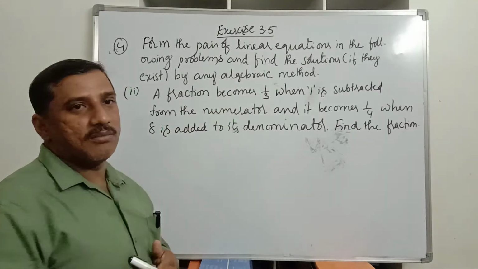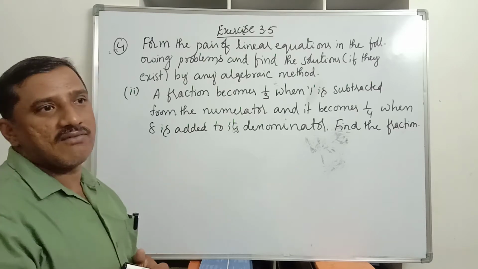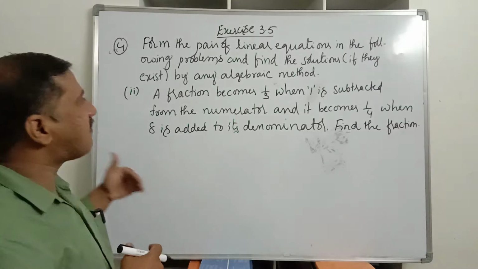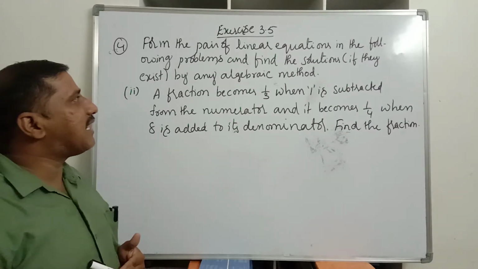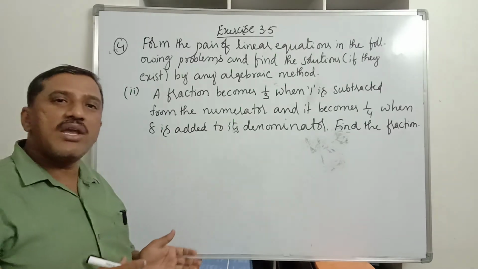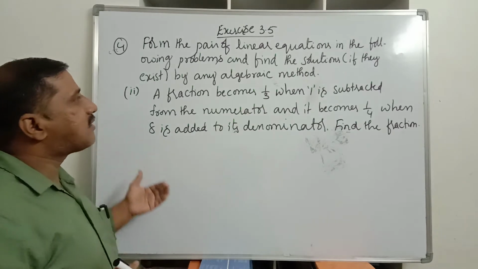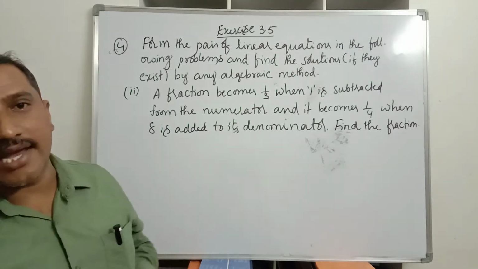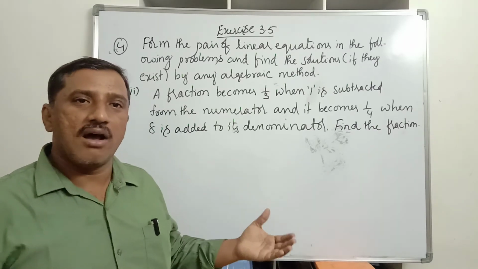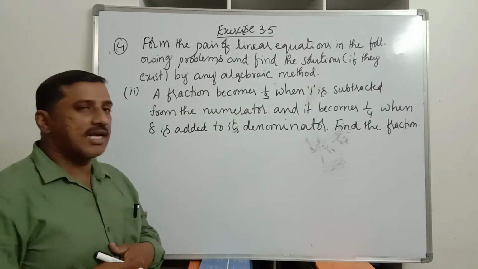So these word problems, some real life situations, some statement problems are given. For those statements, first we have to write the linear equations. Then we should identify whether they have solutions or not by comparing the coefficients of x, that is the variables, and the constants. Then solve those equations by using any of the algebraic methods, that is the substitution method, or the elimination method, or the cross multiplication method.